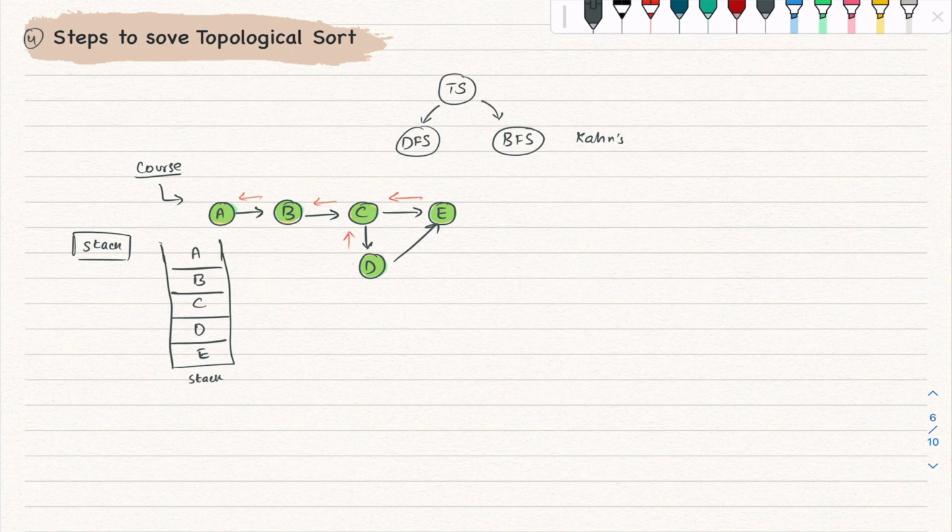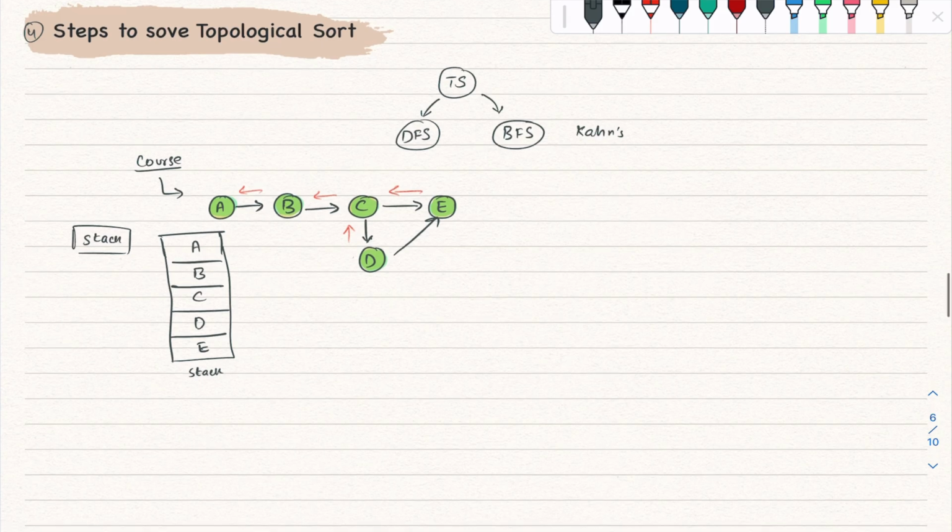Now, if we pop the elements from the stack, the ordering we will get will be the correct topological sorting: A, B, C, D, E. So this is the correct ordering for the subjects we are going to do. That's the way we can solve topological sorting using DFS.